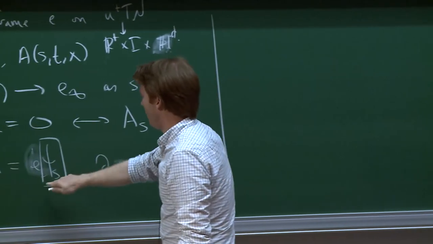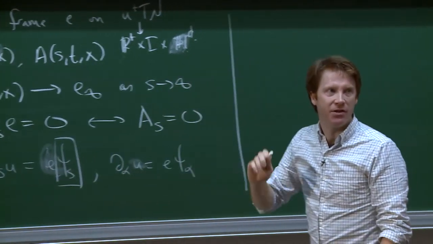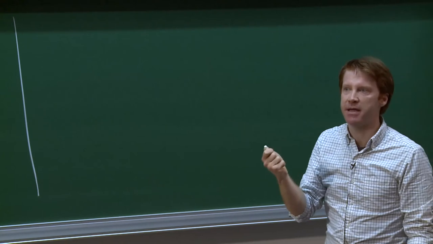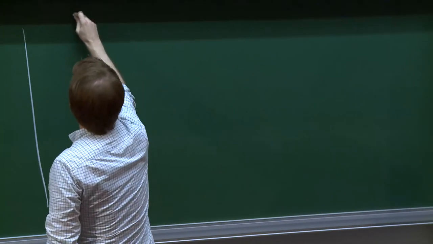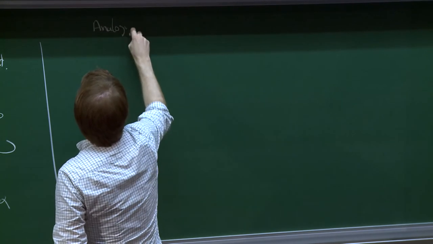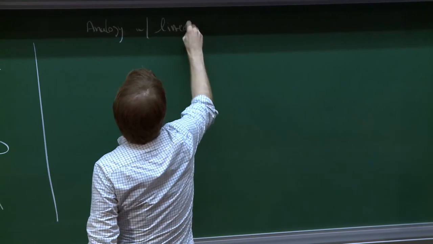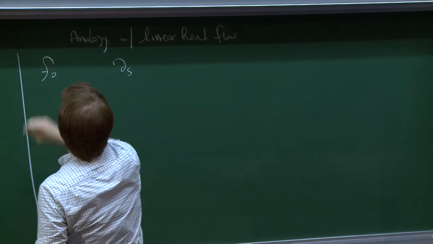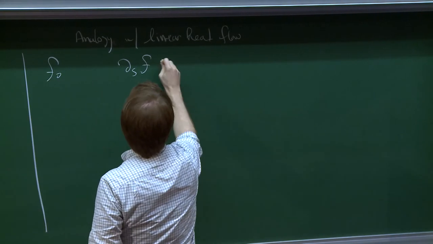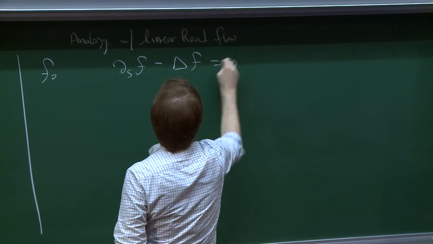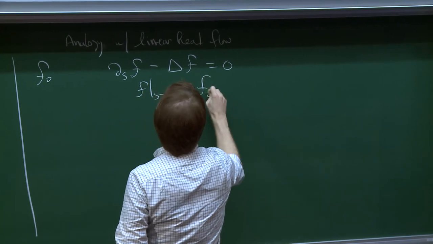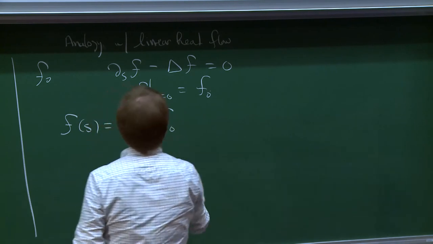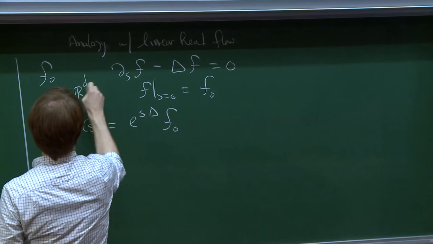All right. So why is this a natural choice for the dynamic variable? Let me try to motivate this with a really simple example, namely that of the linear heat flow on Euclidean space used in Littlewood-Paley theory. So there's an analogy with the linear heat flow. Given a function f naught, we can solve the heat equation with this as data.